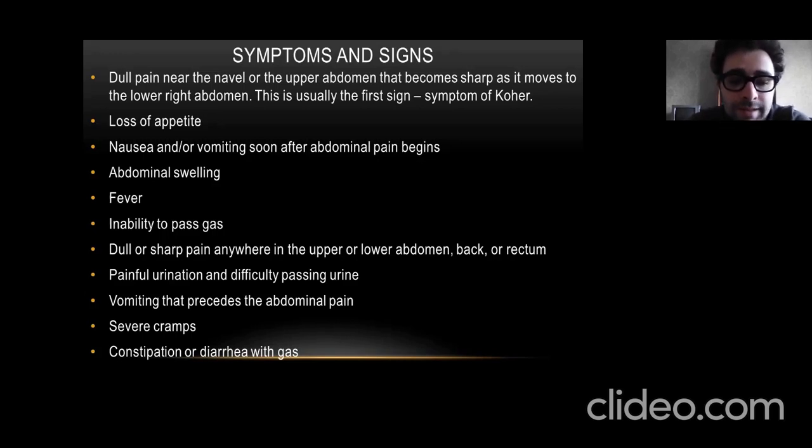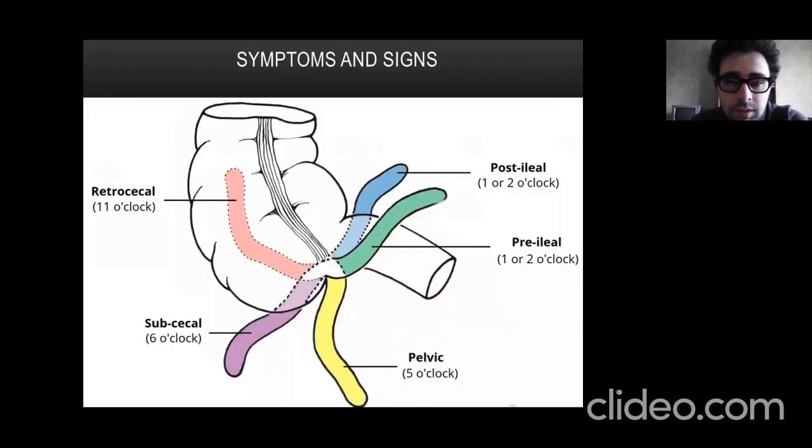Plus to these symptoms, painful urination and difficulty passing urine can be present if there is a reactive inflammatory process, and constipation or diarrhea with gas. For surgical diseases, specific is firstly pain and only then other symptoms like diarrhea, constipation. For infectious diseases, firstly diarrhea, then it can be pain.